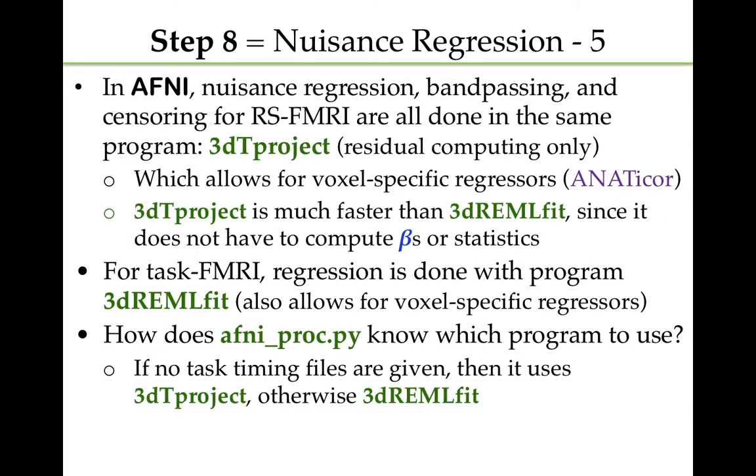In AFNI, this nuisance regression, the bandpassing, and the censoring are all done in the same program, 3dTproject. This program only computes residuals, as I mentioned in the previous talk. And this program allows for voxel-specific regressors, as does 3dREMLfit. 3dTproject, though, is a lot faster than 3dREMLfit, since it doesn't have to compute the betas or statistics. It does one thing, and it does it quickly. How does AFNI know which program to use? It's simple. If you don't give it any tasks, then you're not doing task-based analysis, and so it uses 3dTproject, otherwise 3dREMLfit.